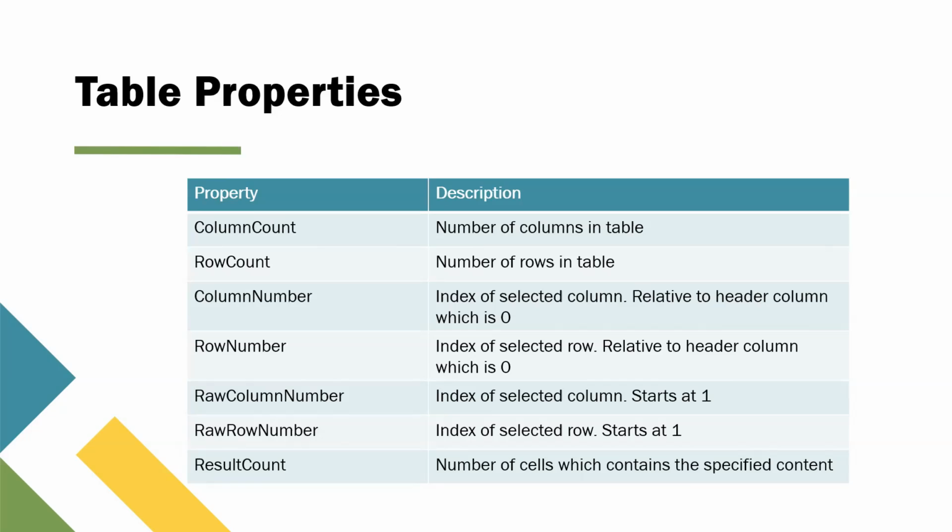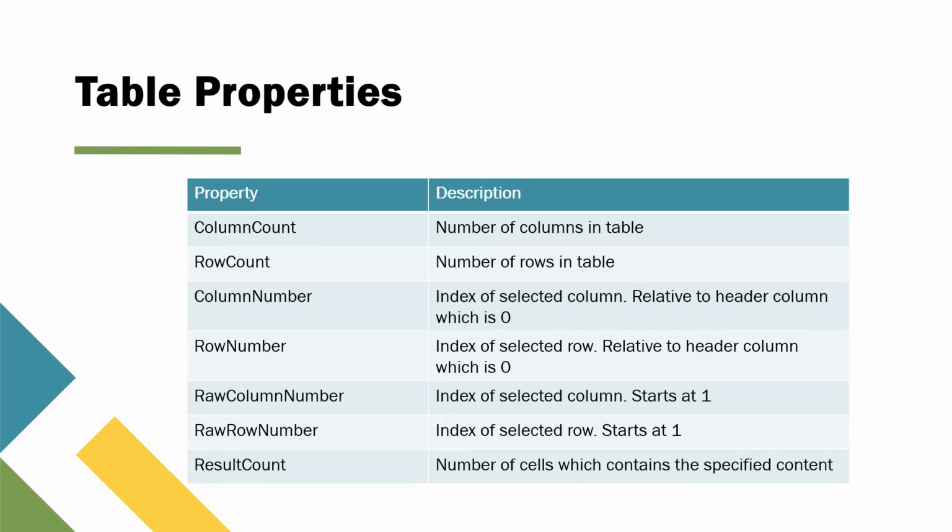We have got column number and row number. Now, this is basically the index of the selected column or row. And this is obviously relative to the header column or row. Then we can also use the property row column number to get the index of the selected column. Similarly, for the row, we can use the raw row number, which will provide the index of selected row.